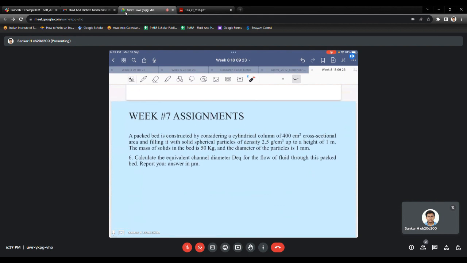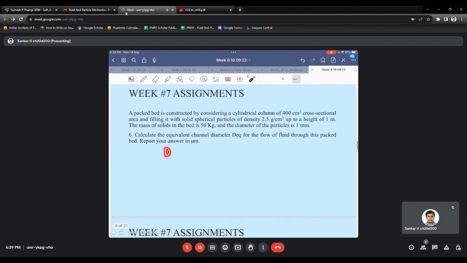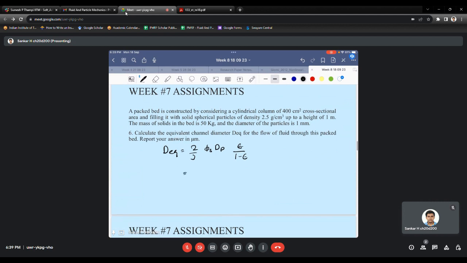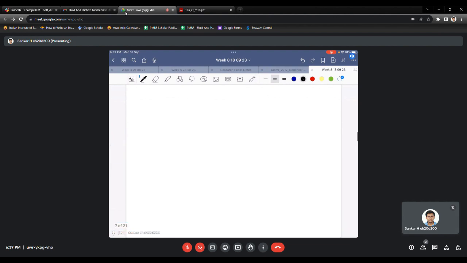Okay, the answer is the equivalent diameter formula. I was not able to find it here, but I think it's 2 by 3 phi s dp times epsilon by 1 minus epsilon. And here, since these are solid spherical particles, we don't have to worry about phi s at all, because phi s will be equal to 1.